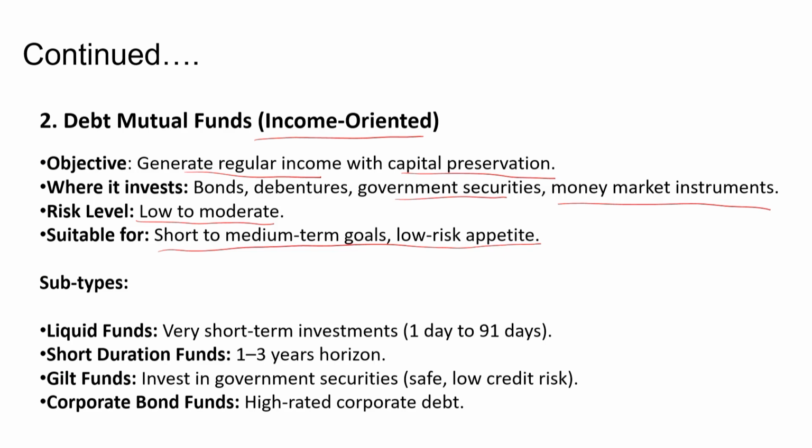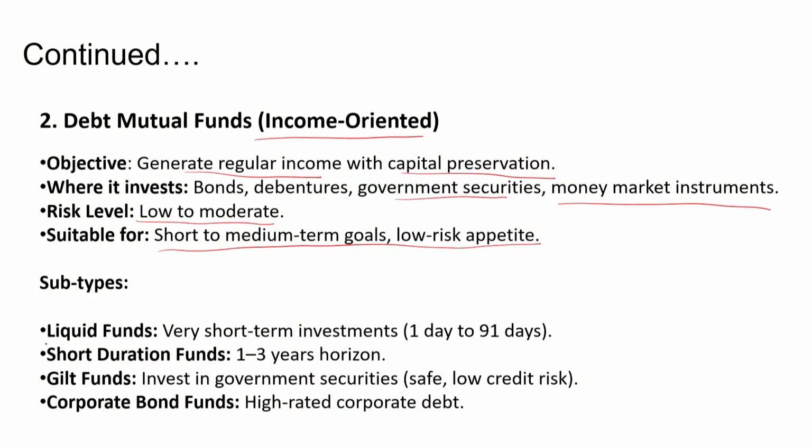So for those investors who want to invest their money for a short term or a medium term period and want a suitable amount of risk, that means a moderate amount of risk, debt mutual funds can be a good option. Here the subtypes of mutual fund schemes are liquidity funds that offer a very short term investment to the investor, say only for 1 day to 91 days. Then short duration funds are there that have a 1 to 3 years time horizon.